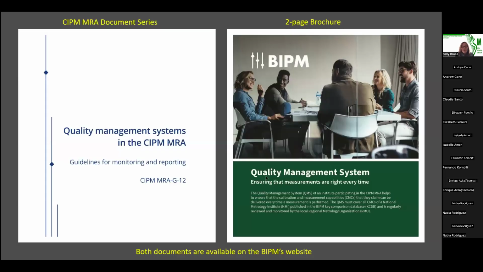On the BIPM website, both of these documents are available. On the left is the front page cover of a document called CIPM-MRA G12, and this is part of the CIPM-MRA document series. This is specifically guidelines for monitoring and reporting quality management systems in the CIPM-MRA. And then on the right-hand side is a 2-page brochure that talks about the benefits of having a quality management system.